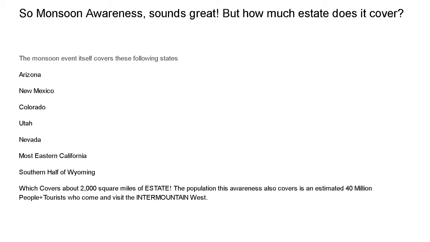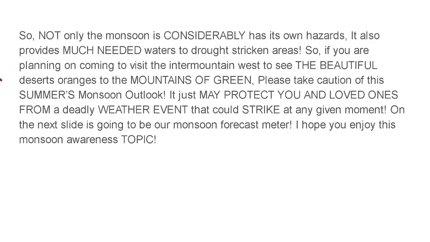Well, the monsoon event covers itself through these following states: Arizona, New Mexico, Colorado, Utah, and Nevada are the primary states, but it can also cover sub-states like Eastern California and the southwestern half of Wyoming, which covers about 2,000 square miles, estimated. The estimated population of this awareness was 40 million people, plus the tourists who visit this Intermountain West region. So not only does the monsoon have its own hazards, it also provides much needed water to drought-stricken areas.